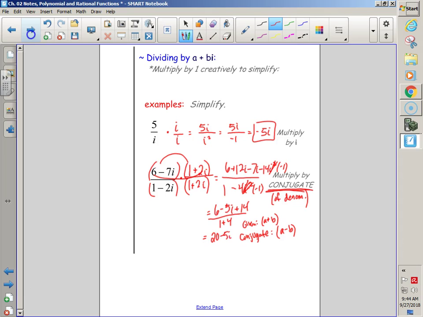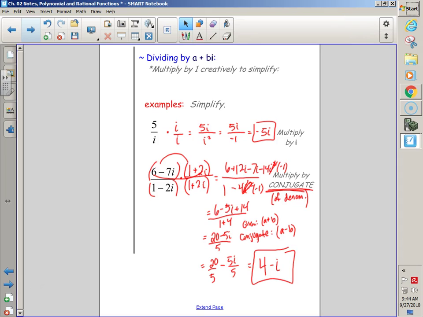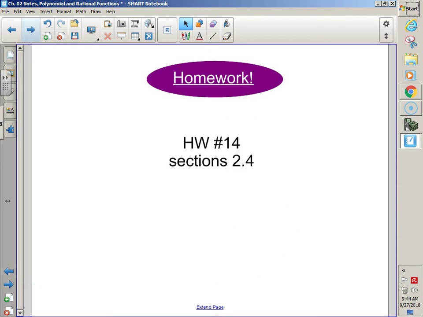20 minus 5i all over 5. Don't kill a kitten. Factor out a 5. Well, maybe it's easier if we think about how it's going to be 20 over 5 minus 5i over 5. 4 minus i. Who's easier, that guy or that guy? That guy all day long. If you divide a complex number by a complex number, guess what? With some manipulation, aka multiplying by 1 creatively with a very strategic approach, you're still going to get complex numbers.